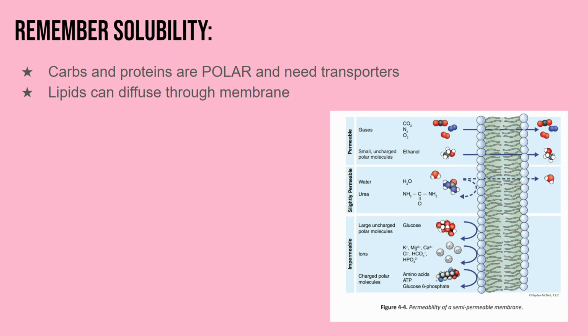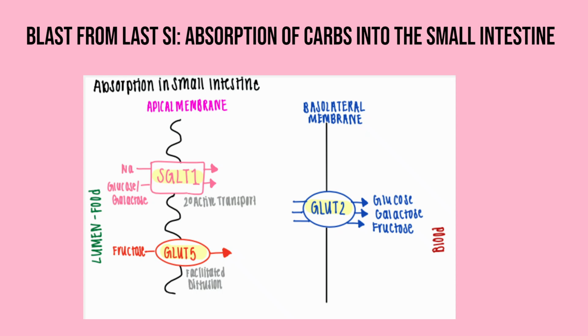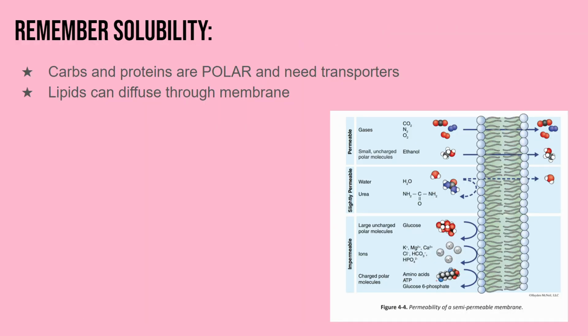Something to remember when talking about absorption is that solubility is really important. Carbohydrates and proteins are polar, so they can't be diffused right through the membrane. They need some sort of transporter. On this slide, which is talking about carbohydrate absorption, we're using transporters to get across both membranes of the epithelial cell. Same thing with protein. You need a transporter whenever you're crossing a membrane with protein.